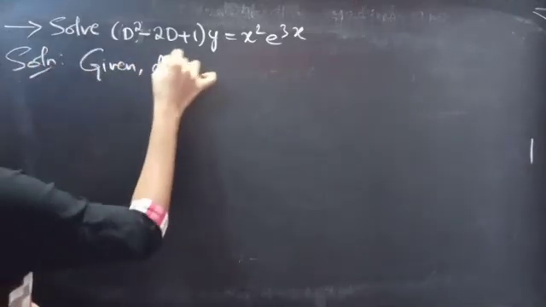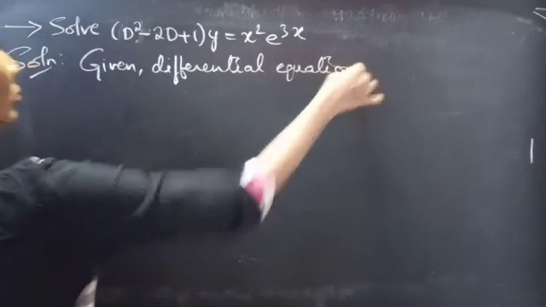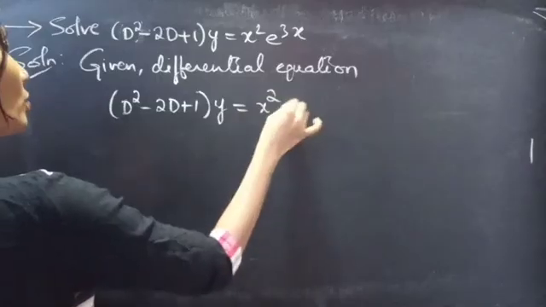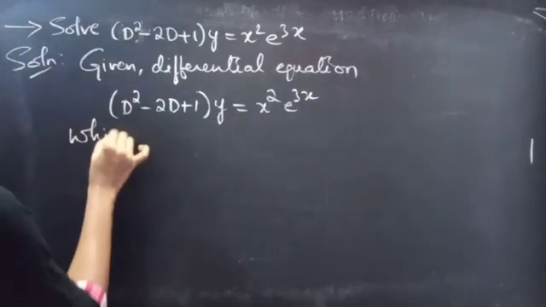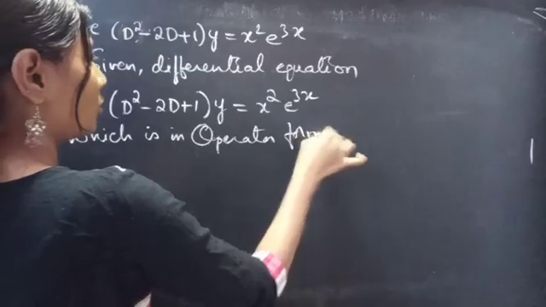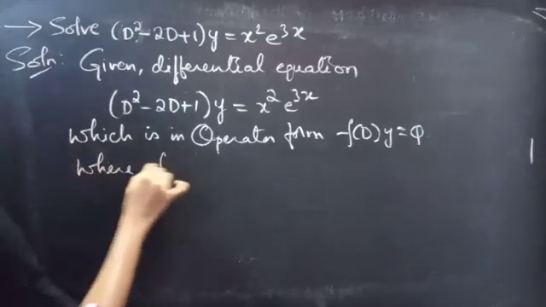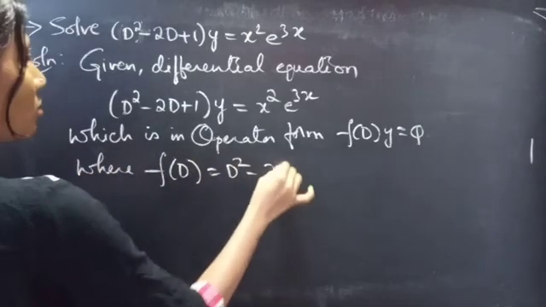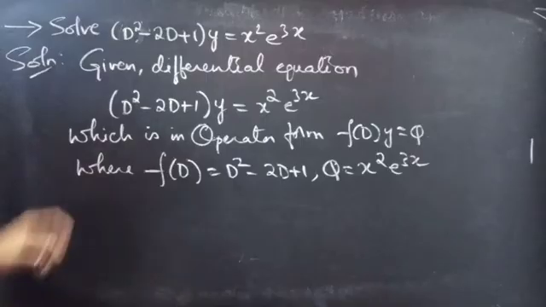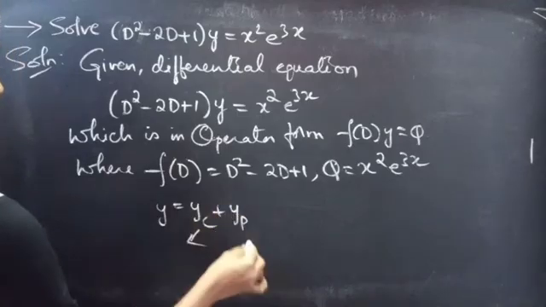Given differential equation, (D² − 2D + 1)y = x² e^(3x), which is in operator form F(D)y = Q, where F(D) equals D² − 2D + 1 and Q equals x² into e^(3x). Now we need to find the general solution to the given equation, which is given by y = yc + yp. Here yc is the complementary function and yp is the particular integral.